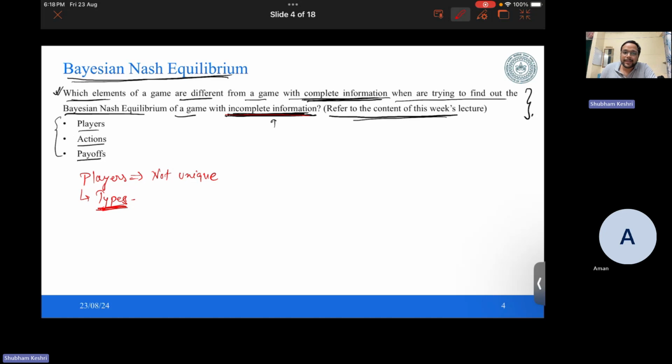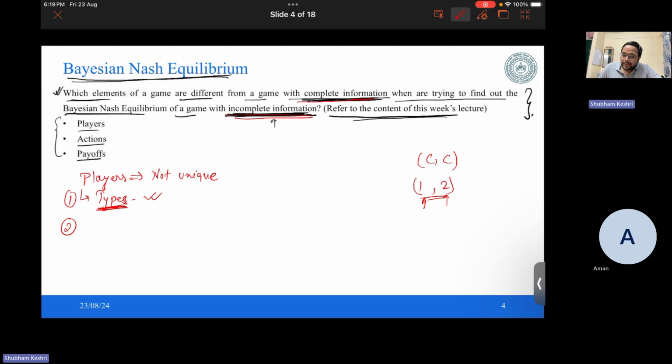So what do I mean by different types of players? One type of player may value one set of strategies differently than the other type. For example, in the previous case with cricket, the boy had a utility of 2 and the girl had a utility of 1. So these utilities may change depending upon the type of player we have. Some may have a higher utility for cricket, or the boy may have a higher utility for the movie, depending upon which type of player he is. So this is the first difference between complete information and incomplete information: we have types of players.